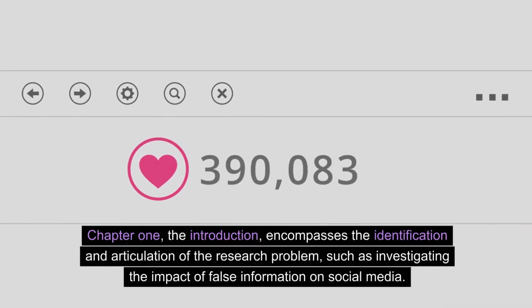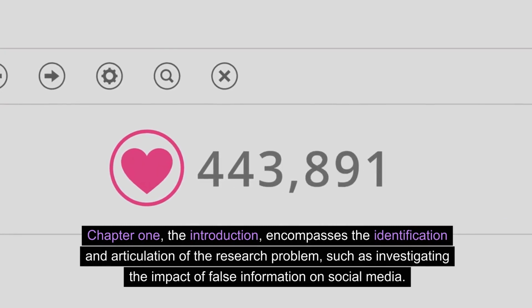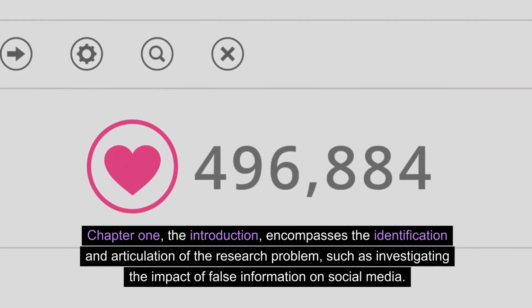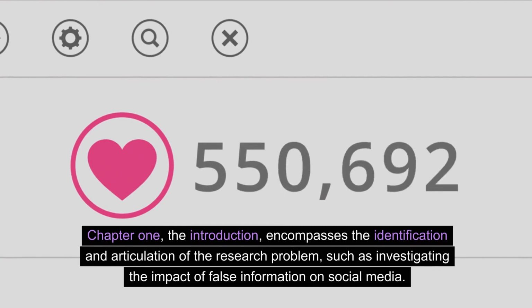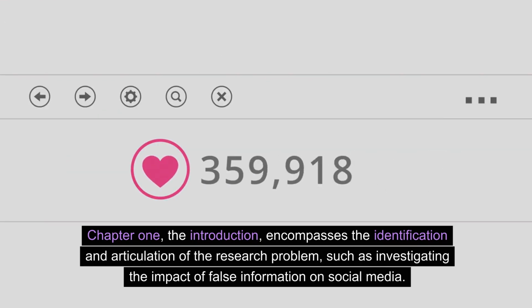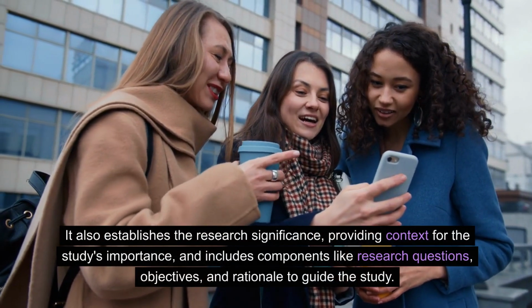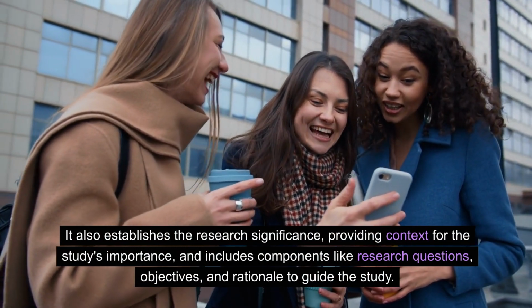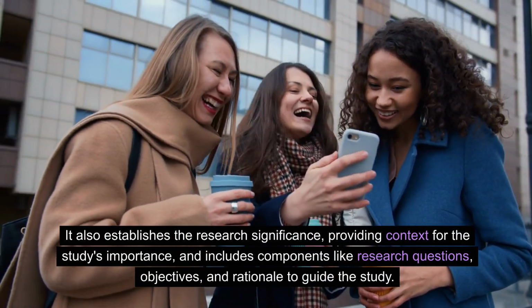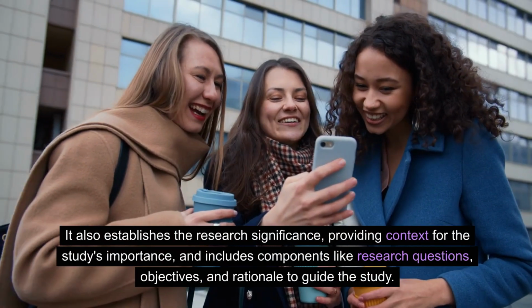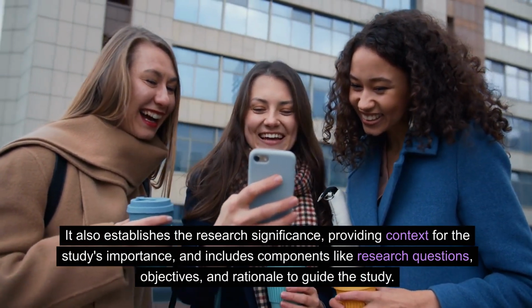Chapter 1: Introduction. Chapter 1, the introduction, encompasses the identification and articulation of the research problem, such as investigating the impact of false information on social media. It also establishes the research significance, providing context for the study's importance, and includes components like research questions, objectives, and rationale to guide the study.